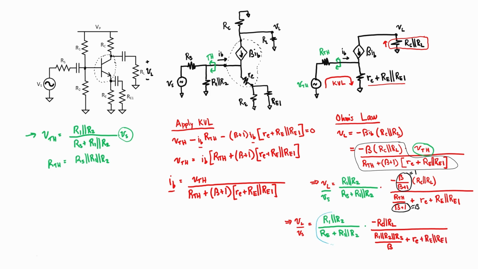If we look at our expression, we see that we have two terms here. We have basically an input voltage divider. We have a negative sign. This is an inverting amplifier, isn't it?